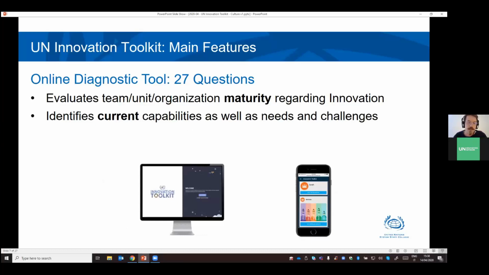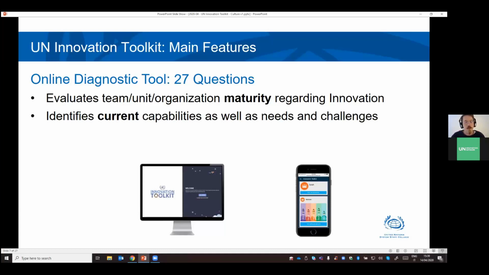When you do register, it is 27 questions, which allow you to start having a conversation, whether it be with yourself or whether it be with your team or your unit, not only on what does innovation mean to us, but also what scope is there for us to be more innovative within our own realities, and how do we bring that to a level where we can affect change, where we can affect transition, and where we can start to track the interventions that we make. And so I really would encourage you to engage with the online diagnostic tool.